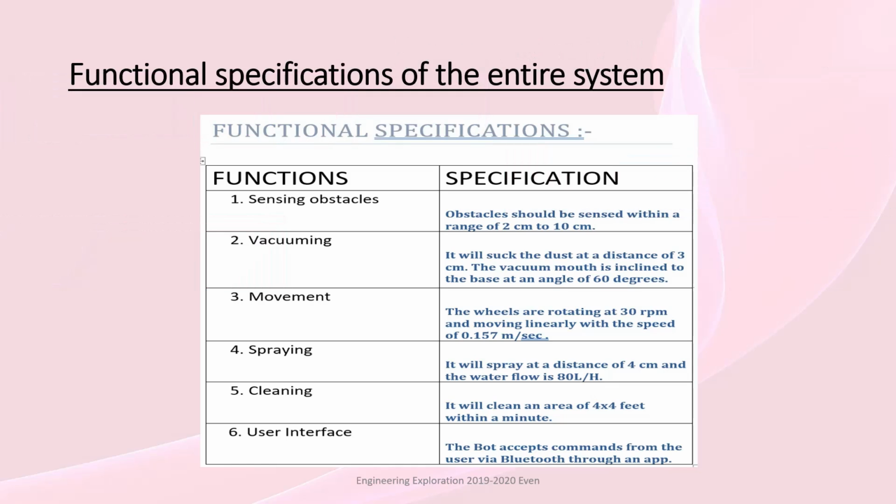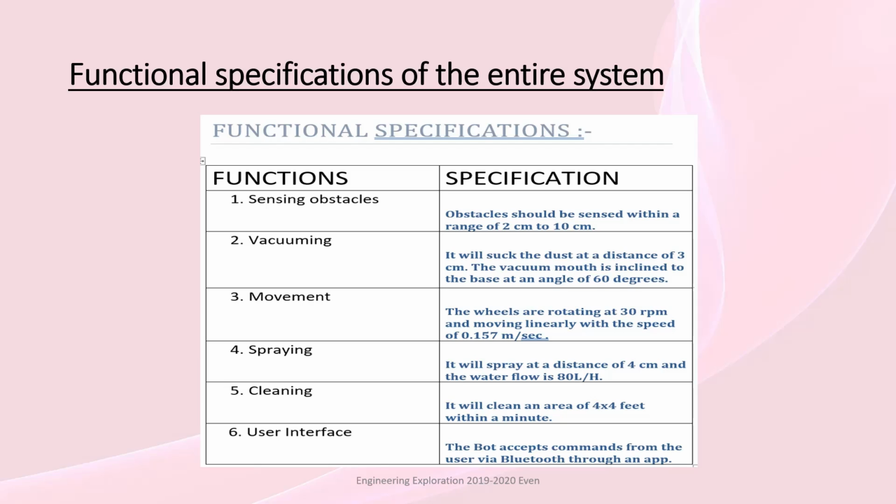Now let us come to the function specifications of our system. The functions include sensing obstacles, that is, the sensing should be done within 2 cm to 10 cm. Then the second one is vacuuming, that is, the vacuum will suck the dust at a distance of 3 cm and the mouth will be inclined to the base at an angle of 60 degrees. Third is the movement, that is, the wheels are rotating at 30 rpm and moving linearly with a speed of 0.157 meter per second. The fourth will be spraying, that is, the water will be sprayed at a distance of 4 cm and the water flow is 80 liter per hour.